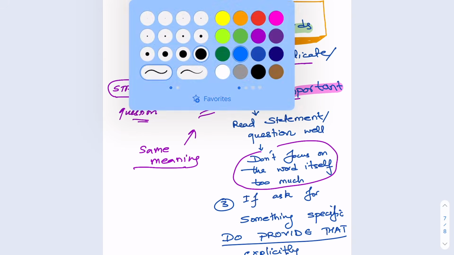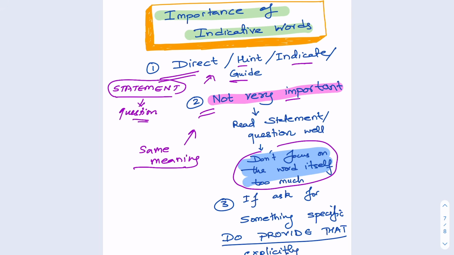What you should try to do instead is to understand the statement or the question that is asked really well. If you understand the question really well, then the indicative word itself will not matter as much, as you will be covering various parts or points of the question anyways in your answer, and this will become more clear when I go into specific examples. Okay, so don't focus on the word too much, but use it as a guide or a hint as to how you have to answer the question.